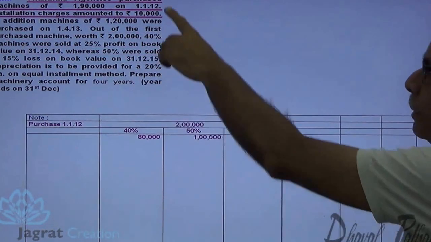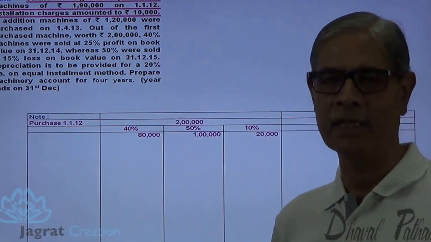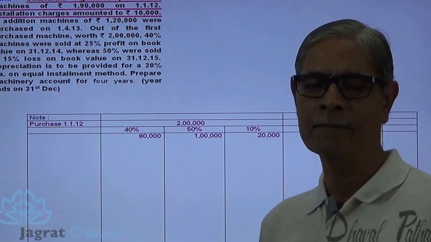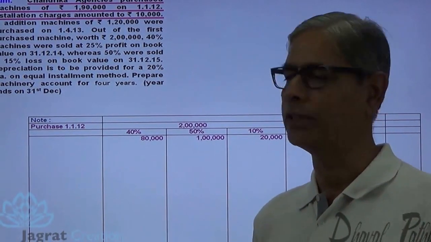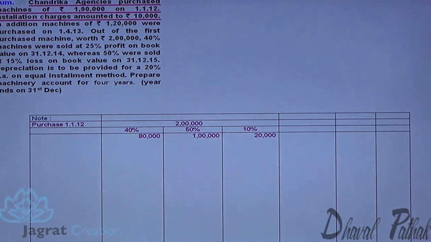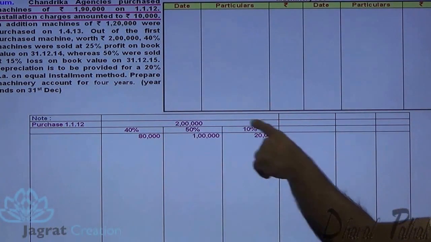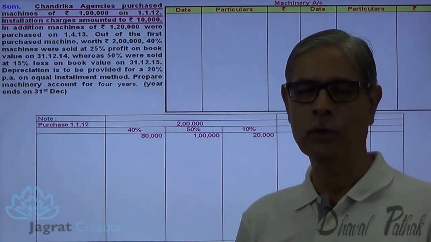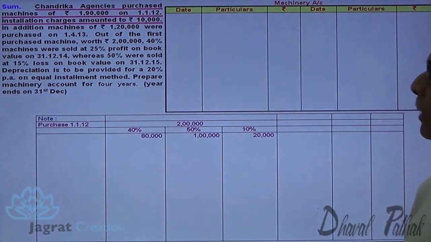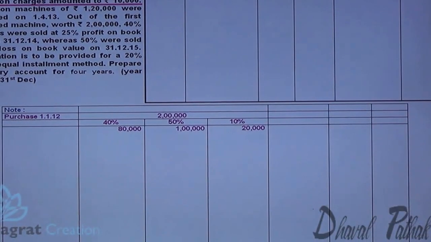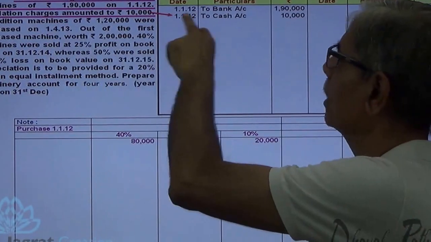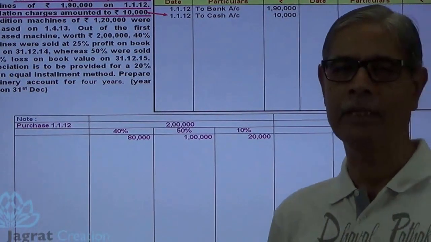This is how this purchase is bifurcated into 3 segments because I am required to work out the sales of 2 segments, one after 3 years and second after 4th year. So this is the machinery purchased on 1/1/2012. I have recorded here in my working note. Now I will debit machinery account. Machinery account debit to bank account credit 1,90,000 and machinery account debit to cash account, that is paid in cash, that is installation charges. So machinery account is debited with 2 lakhs.